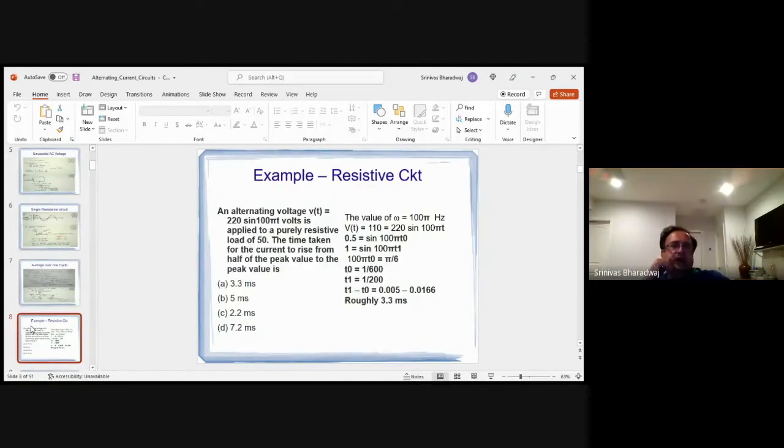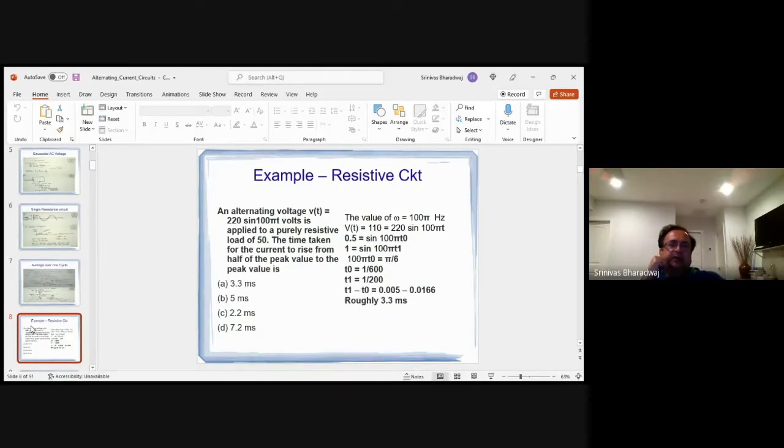Okay. Simple example. Alternating current 220 sine 100 pi t, right? So omega t is what? Omega is what? 100 pi, right? Omega is 100 pi, right? Now, if omega is 100 pi, right?